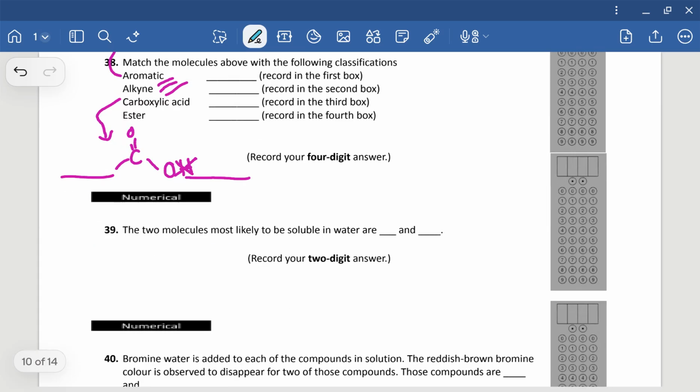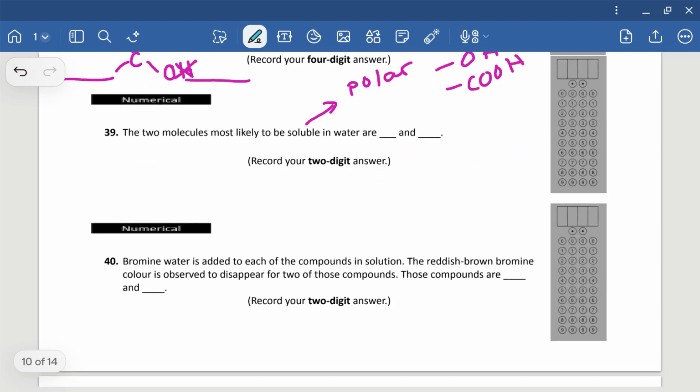So sorry about that with what's happening here. And then with asking if it's soluble, if you're soluble in water, you're looking for a polar molecule, and the molecules that are polar will be the alcohols and the carboxylic acids. So that's the two we would be picking from.